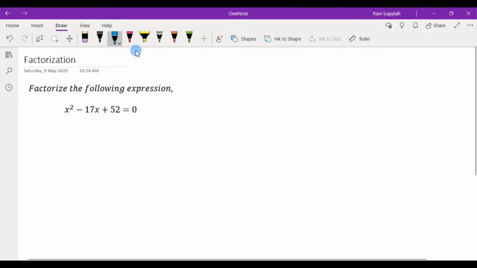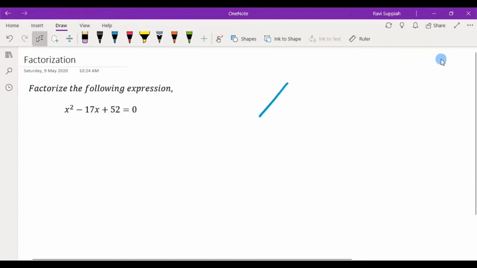Alright, for this factorization question, we have this expression here, x squared minus 17x plus 52 equals 0. To factorize this expression, we can make use of the cross method. So I'm going to quickly show you how to do the cross method over here.